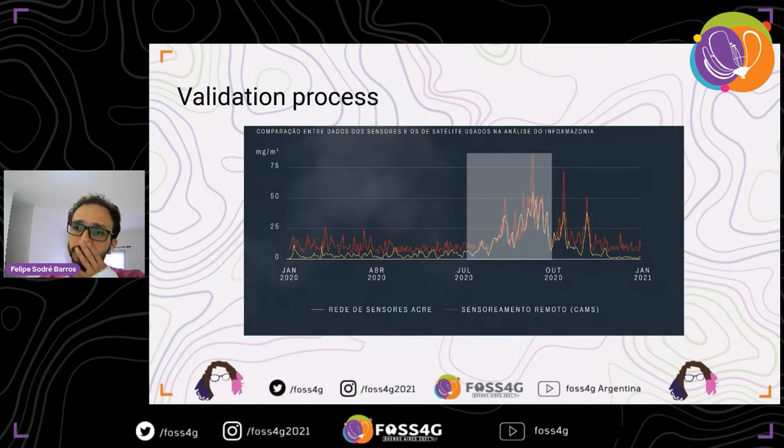So about the validation, we are seeing here the values from CAMS in red and yellow, and the sensors from Acre University. They do not have a lot of sensors, but the ones they have we used to validate, and we could see that during the fire season in the Amazon, which is a well-known season, it was a kind of natural fire season, but nowadays it lasts a long time.